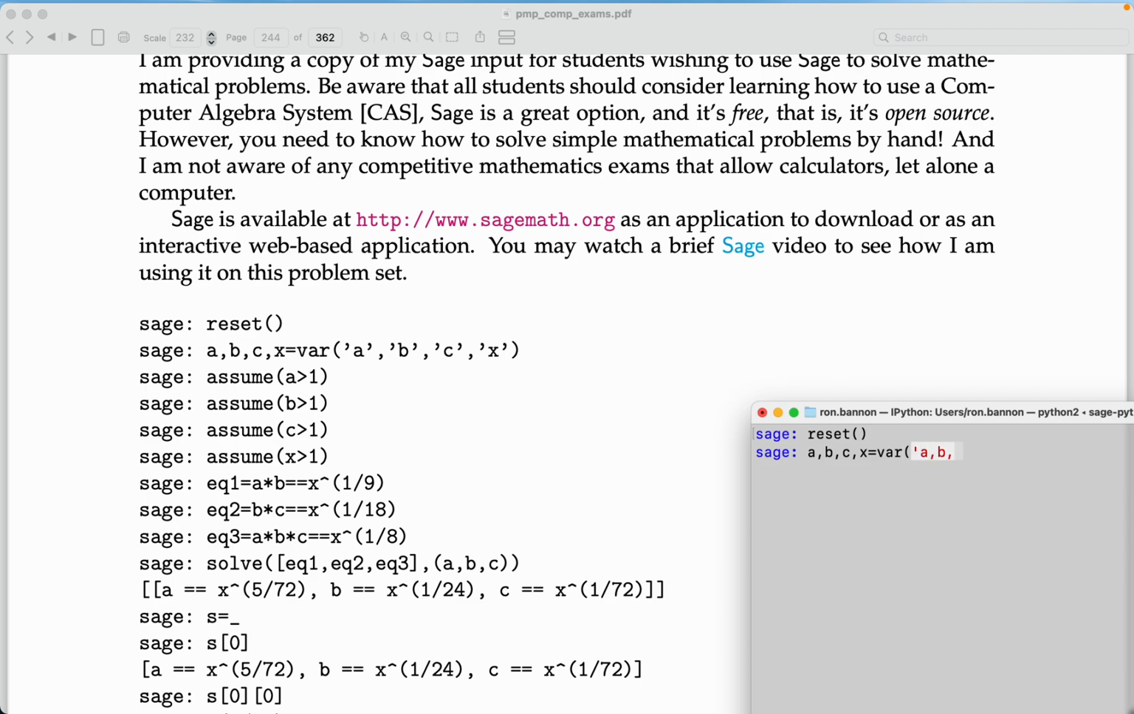I'm going to type this in a little bit differently than I normally do. I'm just going to quote all 4 together. All right. I'm still defining them individually though. So there's variables A, B, C, and X now.